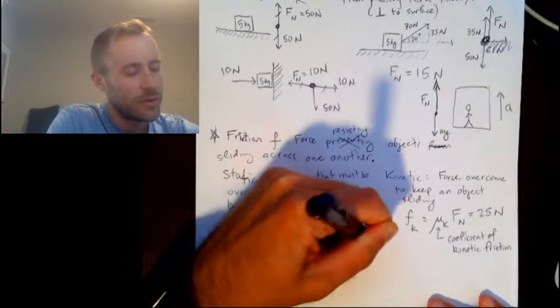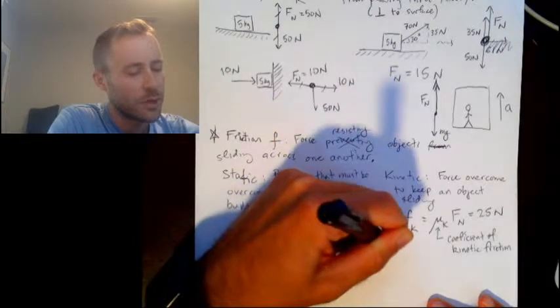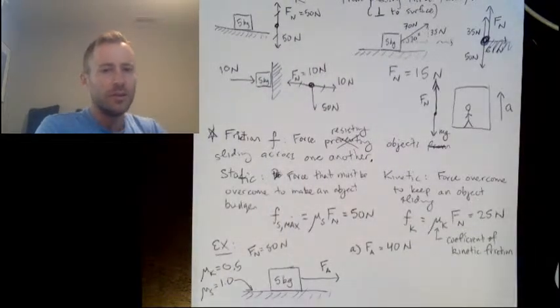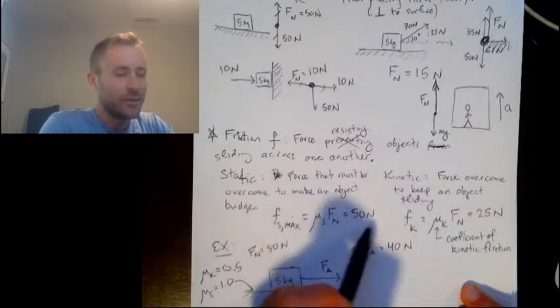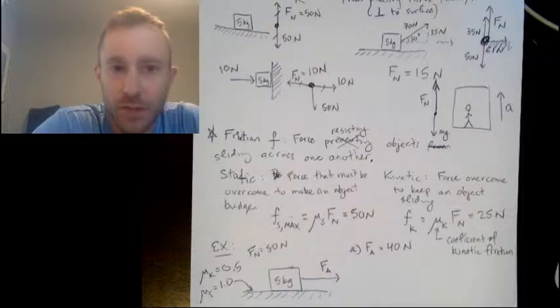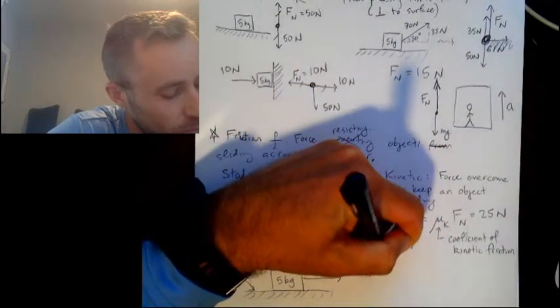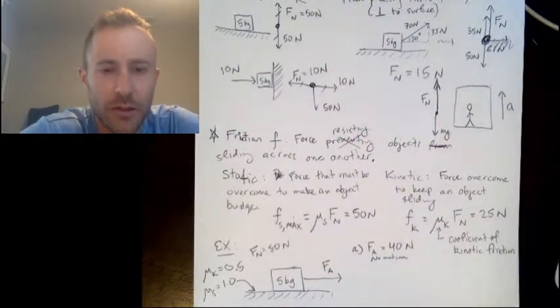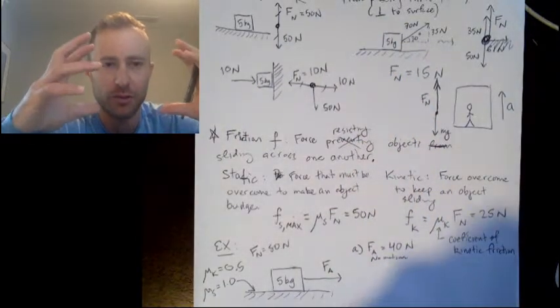What if the applied force is 40 newtons? What's going to happen in that case? Well, you need to apply at least 50 newtons to make something start to move. So if you only apply 40 newtons, nothing's going to happen. There's going to be no motion. This is, again, assuming that the block is at rest to start.